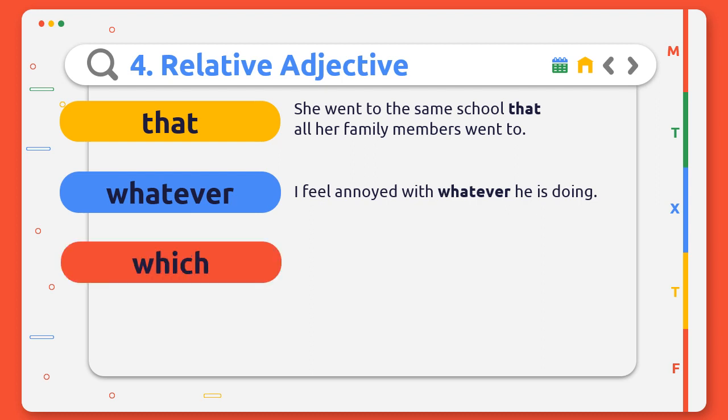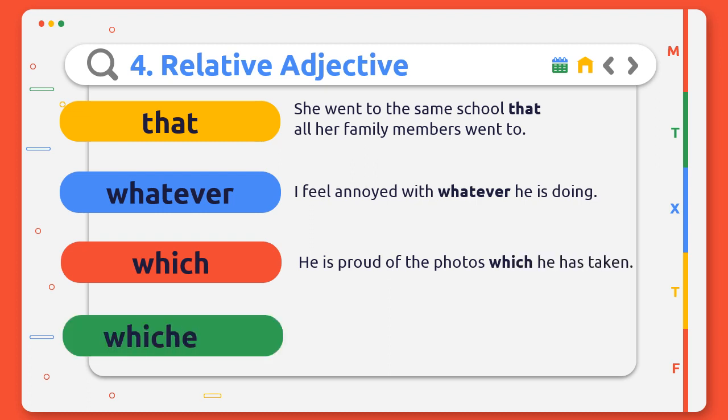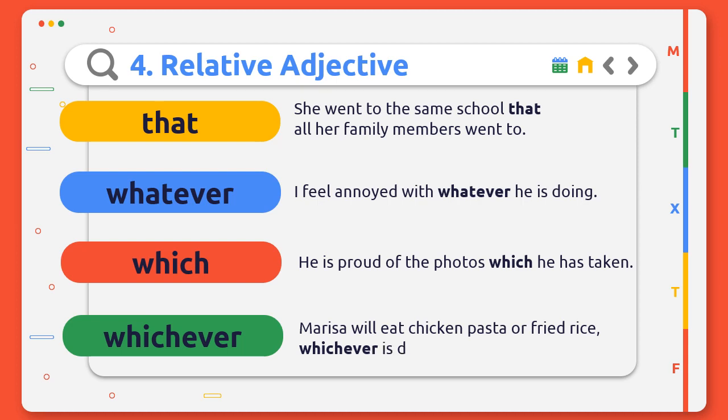Next up, we have "which". He is proud of the photos which he has taken. And last but not least, "whichever". Marissa will eat chicken pasta or fried rice, whichever is delicious.